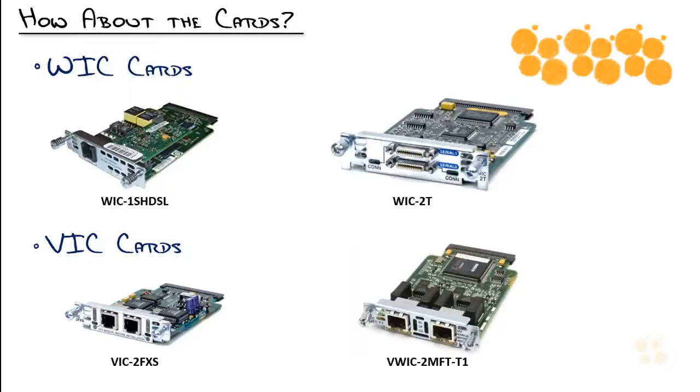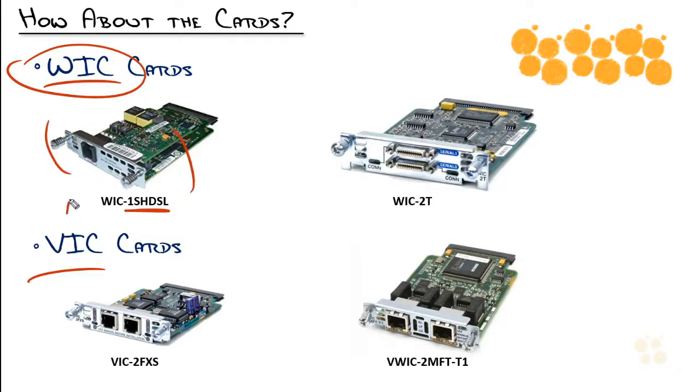So lastly, what about the cards? What about the cards that you can install inside of that single wide module? Namely, the WIC and VIC cards. These are just some examples. WIC is WAN interface card. It gives you wide area network connections. This is an example of a DSL port. So you can install a WIC card that allows you to interface directly with a DSL connection.